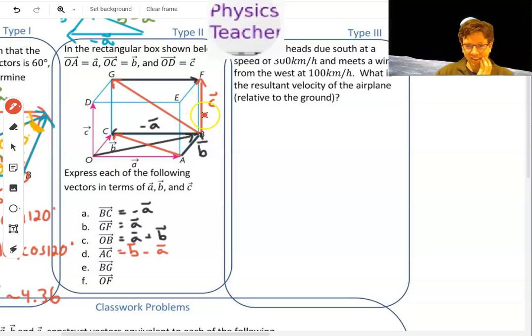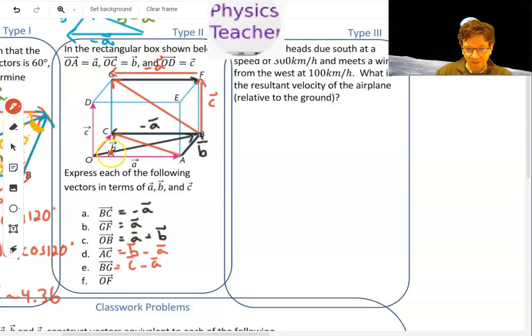And you can think of this in terms of, again, this is A, but if we took negative A and went from here to here and added tip to tail here, then we would get BG. So that would be negative A. So BG would be C plus negative A, or C minus A.